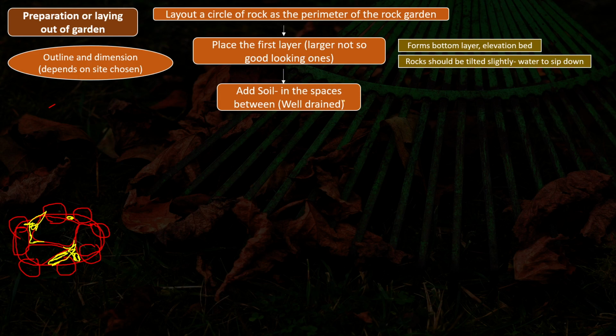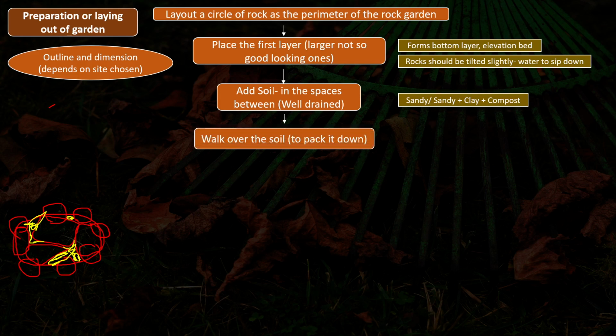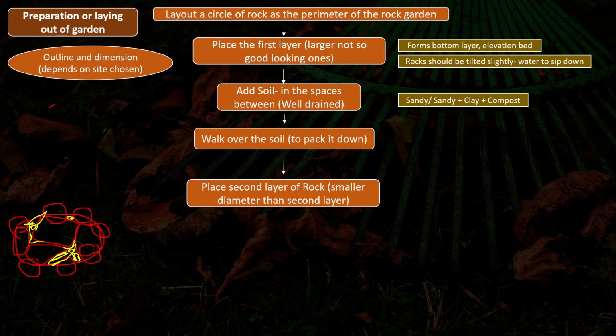And your soil should be a well drained soil, that is, a soil that can allow water to easily move through. So it should be either sandy or a mix of sandy, clay or compost. When you use a mixture of soil, it becomes the best type of soil. And now you need to walk over the soil so that the soil gets packed very tightly, right? And then place the second layer of rock, with a smaller diameter than the first layer.